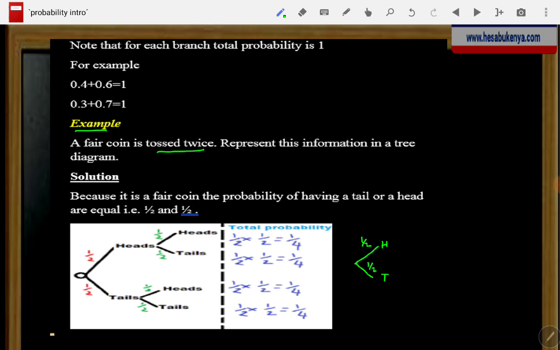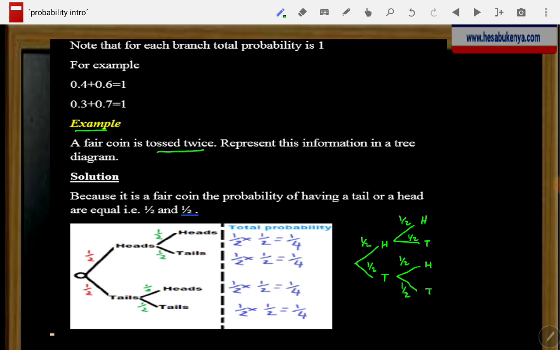Then, assuming in the first toss we get a head and toss the coin again, the probability of getting another head or a tail is a half, then a half. And assuming in the first toss we get a tail and toss again, we are likely to get a head or a tail, and their probabilities are a half and a half.